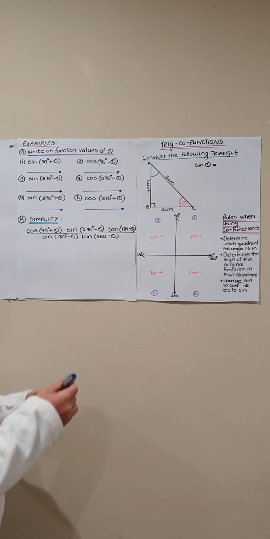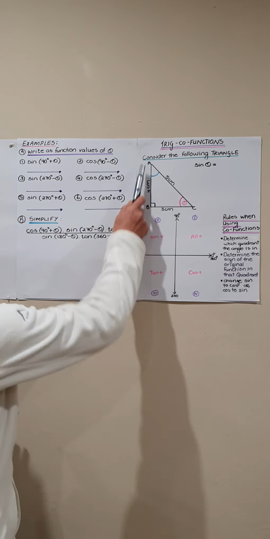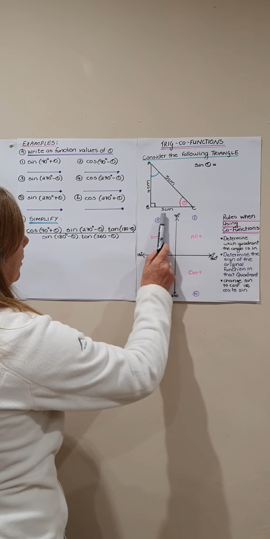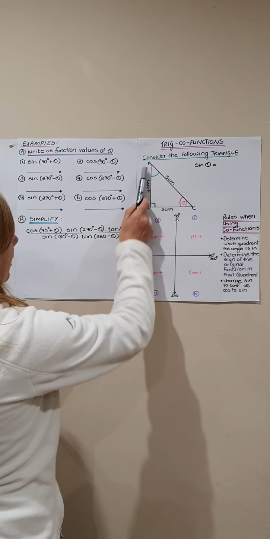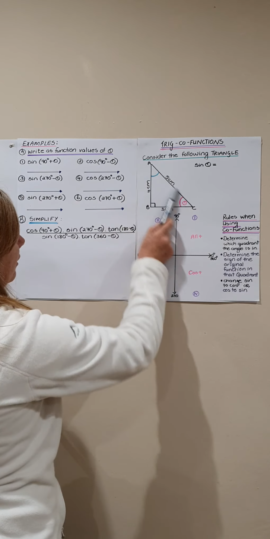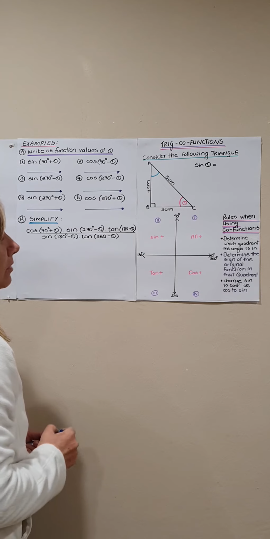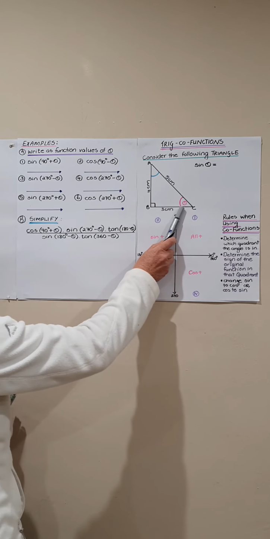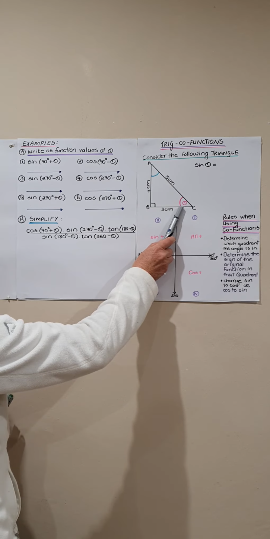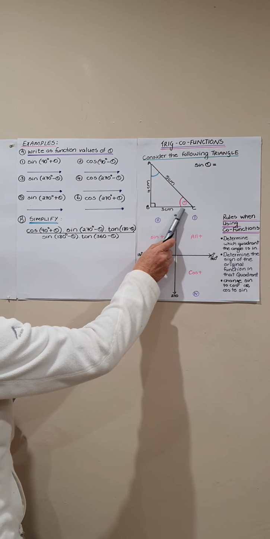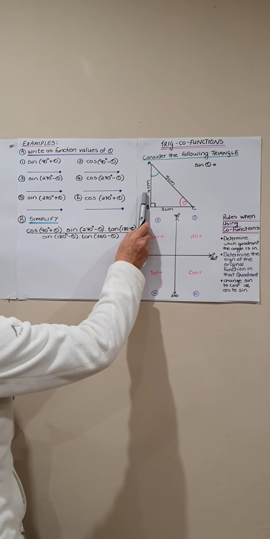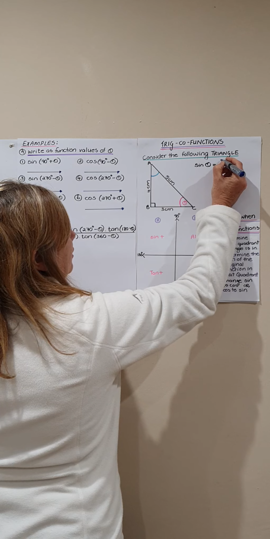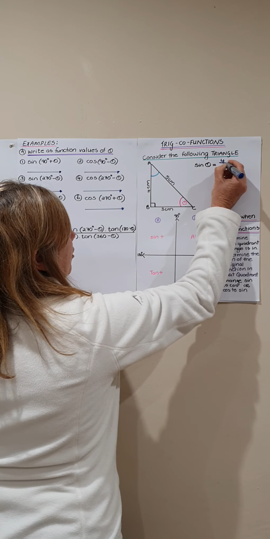So let us start off by looking at this triangle ABC. Let's assume that BC is 3 centimeters, AB is 4 centimeters, and therefore our hypotenuse will be 5 centimeters. Now if I put theta here at C, and I ask you for the value of sine theta, remember, sine is opposite over hypotenuse. So my value of sine theta is going to be 4 over 5.